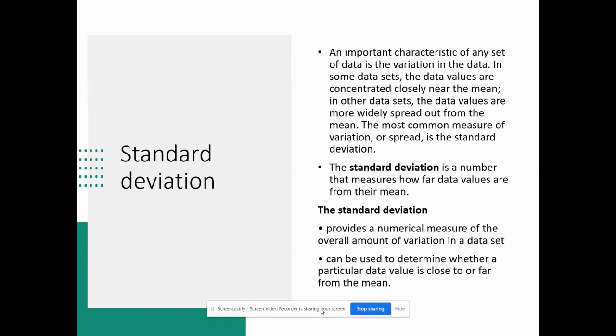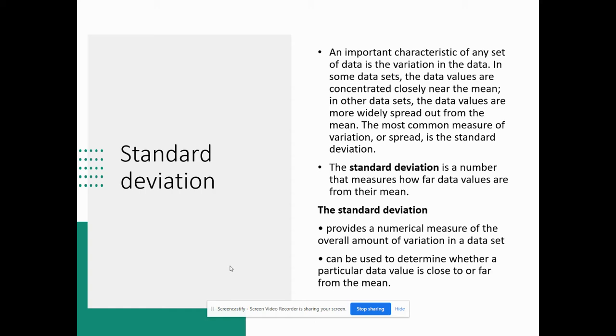Okay, so we talked about the standard deviation in that original video. All right, so what is the standard deviation? Let me give you the definition and then let me give you the real world use of it. An important characteristic of the data is the variation. So we want to know how that data is related to the mean, and we talk about how spread out it is from the mean.